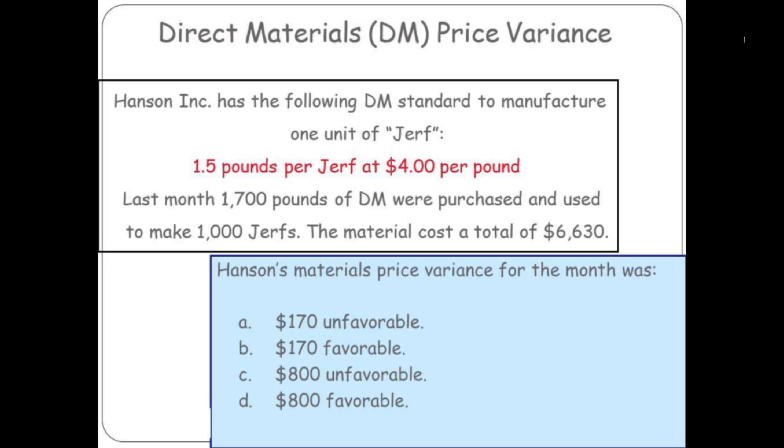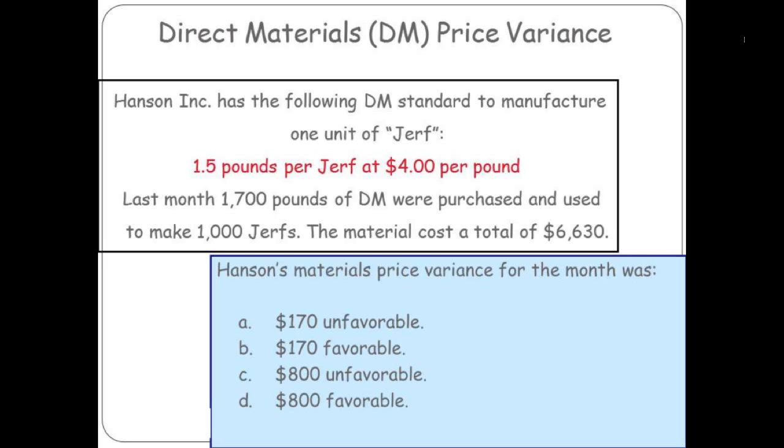What do we have? A, B, C, D. The answer is A. I'm sorry, B. B. Sorry about that. Got you excited for a second. The answer is B. It's $170 favorable.